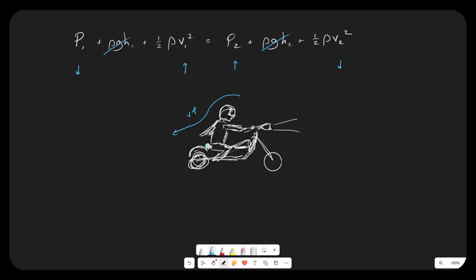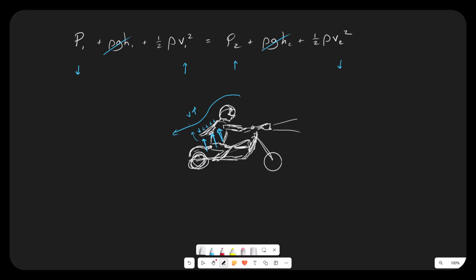Over the back of their shirt, they get a high speed, so they get a low pressure. Under, they get a lower speed of air, so they get a higher pressure. That force differential makes this pop up. This comes up in other cases too.